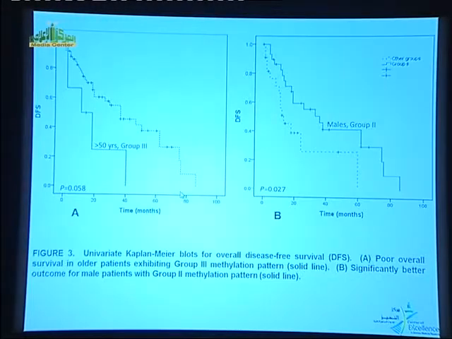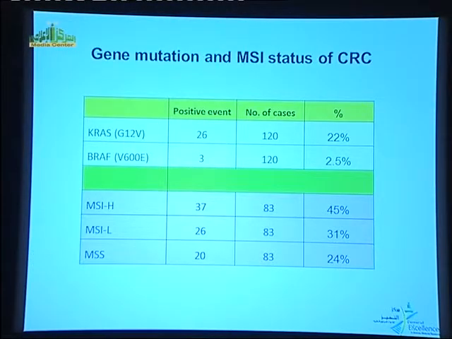Through this, by using survival analysis, we found that group 2 behaves better than the others, and group 3 possesses the worst prognosis. Also, we did mutation analysis of KRAS in our cohort of 120 samples. It's lower than worldwide: 20% have KRAS mutation and 2.5% BRAF mutation. For the MSI status, 45% of our samples are MSI high and 24% are MSI stable.